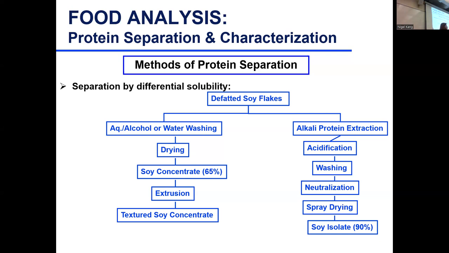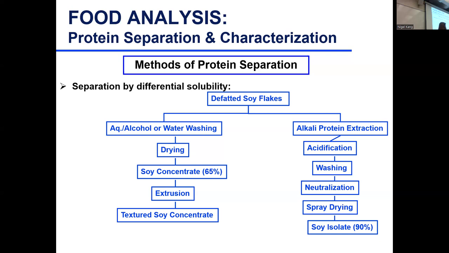So to produce protein concentrate, the first step is to extract the fat because soy is an oil seed. So the first step is to separate the fat, do defatting. Once you do defatting, then you can use alcohol or just water washing to eliminate different compounds which are soluble in alcohol or soluble in water. And once you dry it, you'll have soy protein concentrate with more than 60% protein concentration.